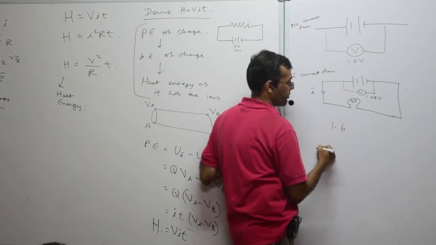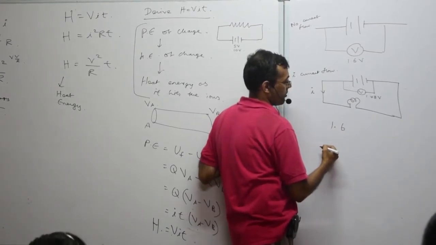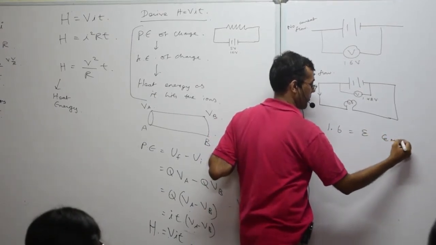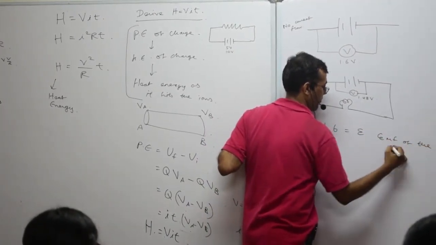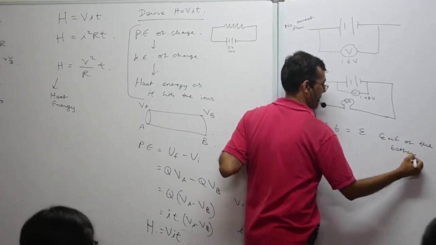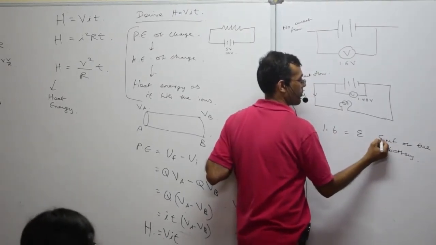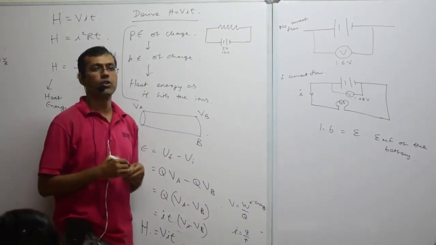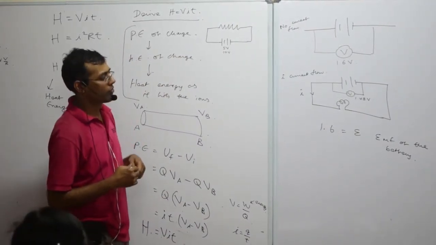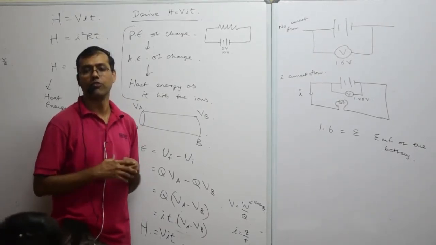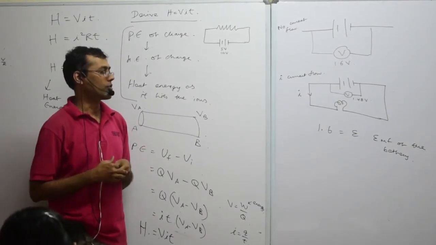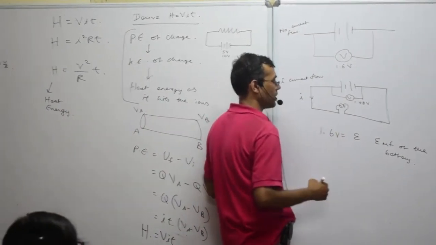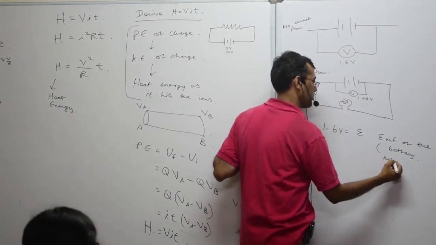So this 1.6 is called the EMF of the battery. Electromotive force, EMF. Even though they named it electromotive force, it's not force. It is actually measured in voltage, 1.6 volt. So it's actually a misnomer.